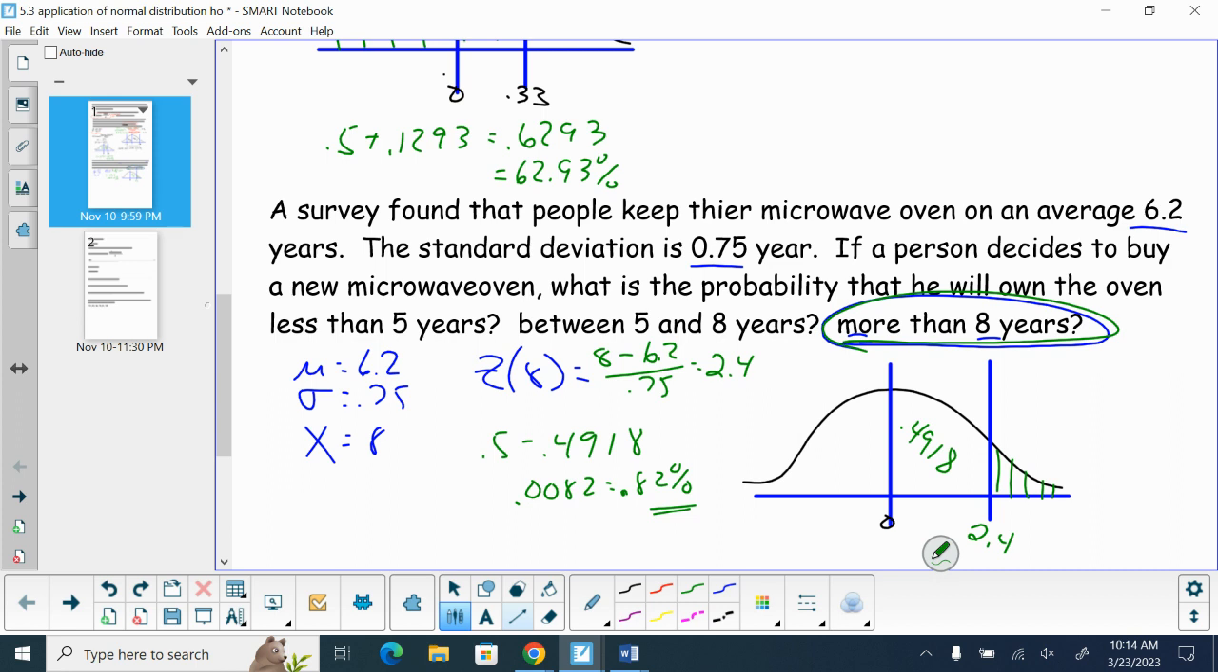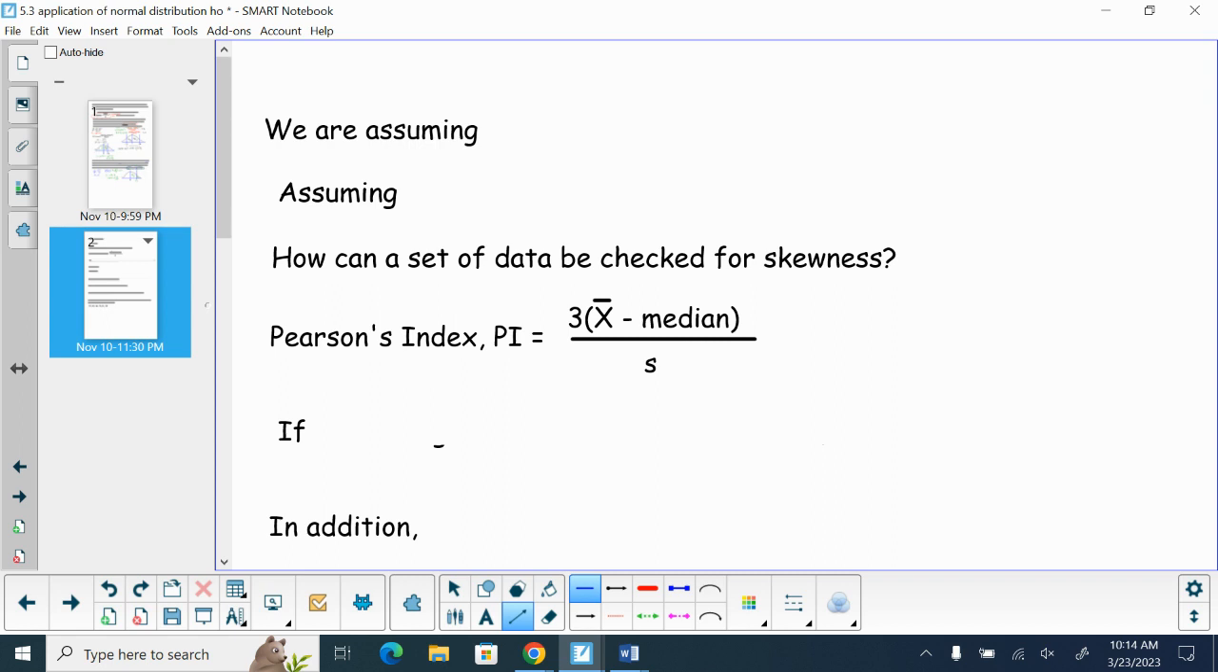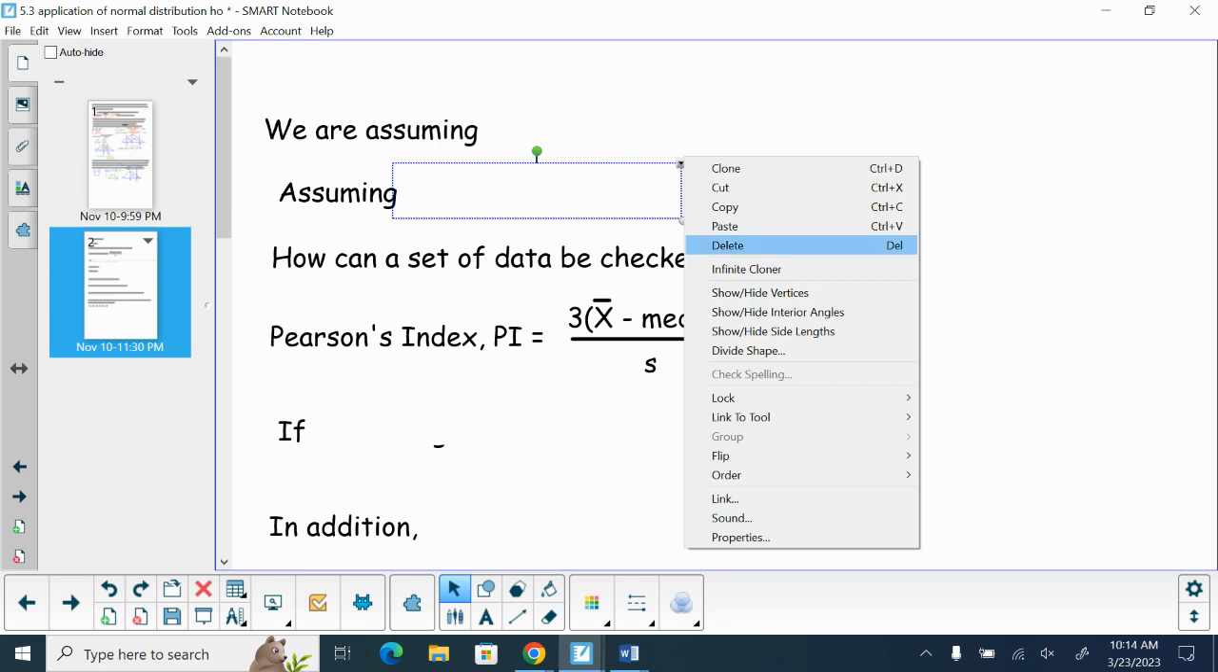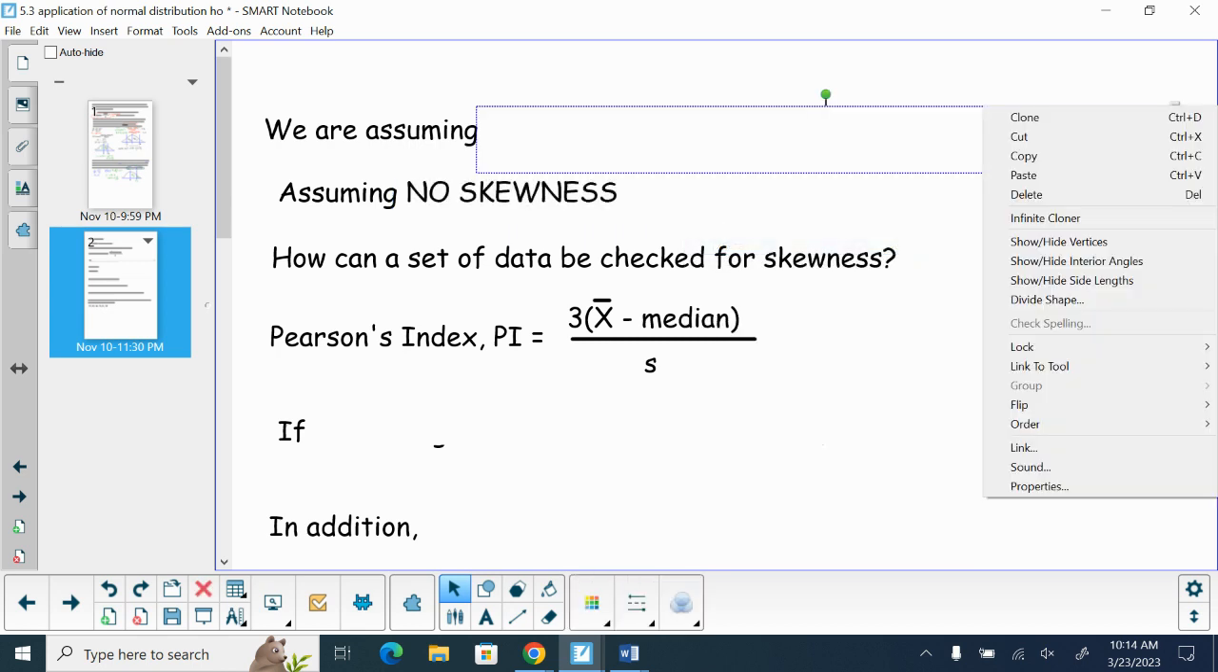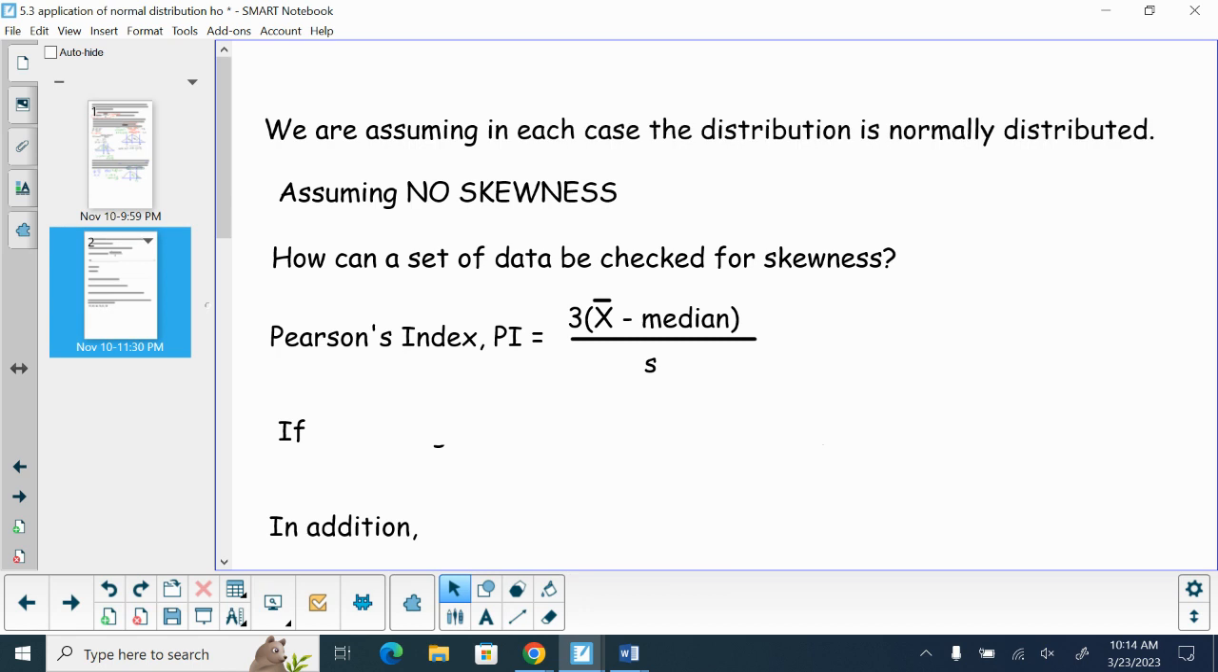The only thing that's different from what you did yesterday to what you did today was now you're making that next step and you're calculating the Z-score. What we are assuming is that we have normal distribution with our data values. That's what we are assuming, that you have a normal distribution, which means you have no skewness.